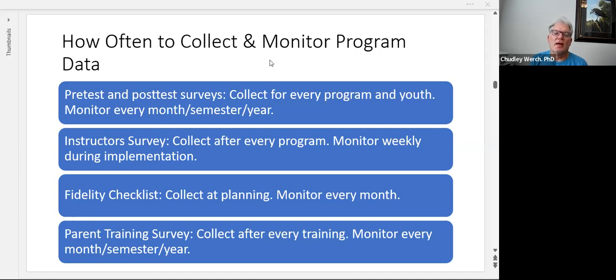Instructor survey: every time you implement your PPW lesson to youth, you should monitor it. It should be done immediately after your lesson. You assess yourself using that instructor survey, and you could monitor the quality of your program implementation using that instructor survey on a monthly basis. Keep an eye on it. Make sure you're scoring high in all those 7 items. Fidelity checklist, we recommend every month.